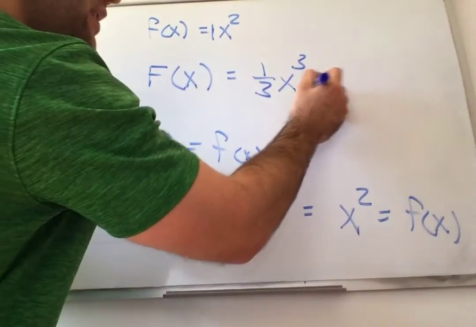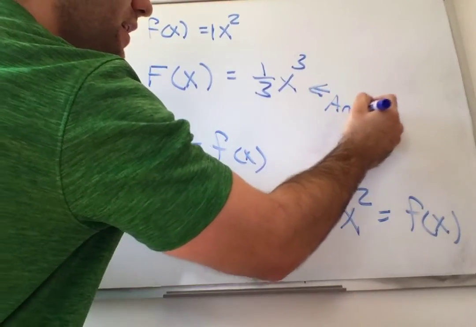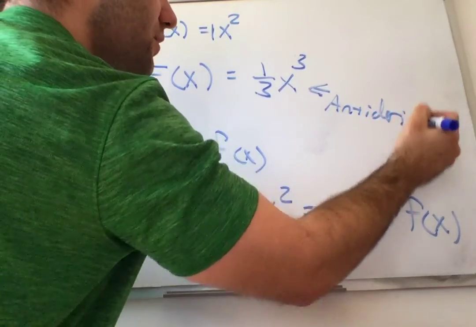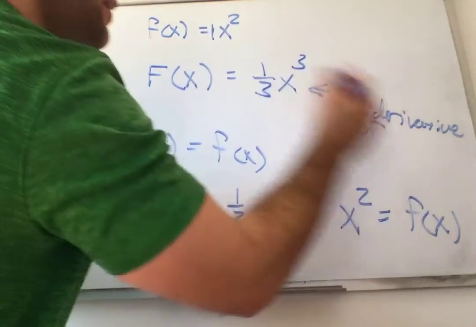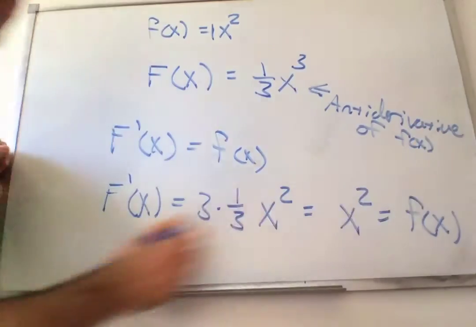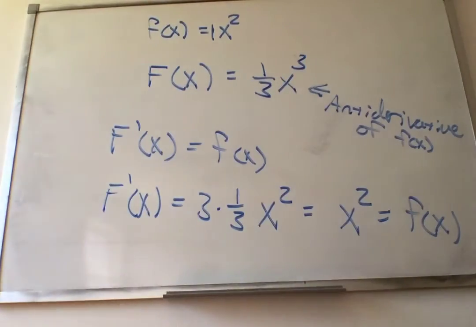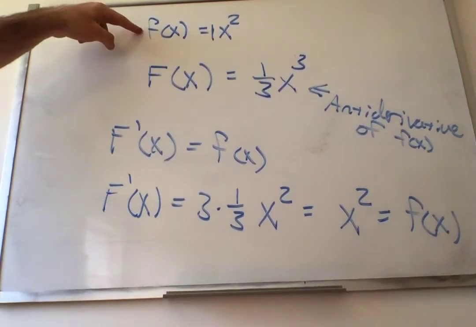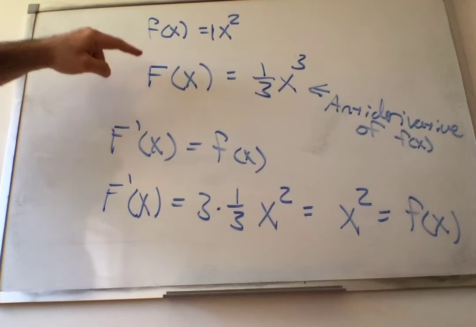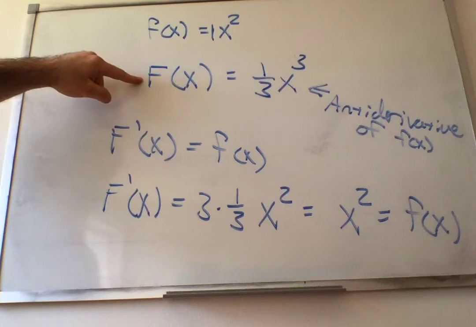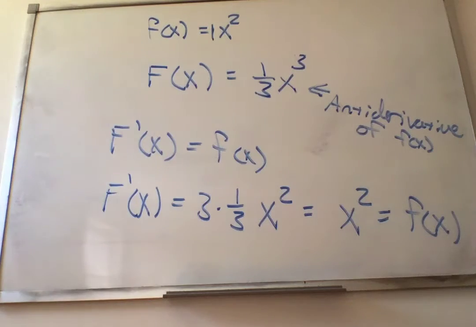So this right here is the antiderivative of this little f of x. That is the idea of antiderivatives. We are going backwards, okay? If we have a starting function, can we think of another function so that if we take the derivative of this, we get back our original function?